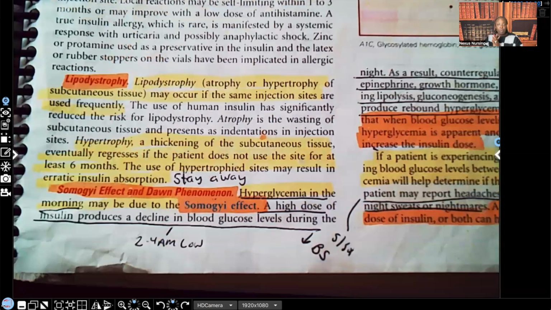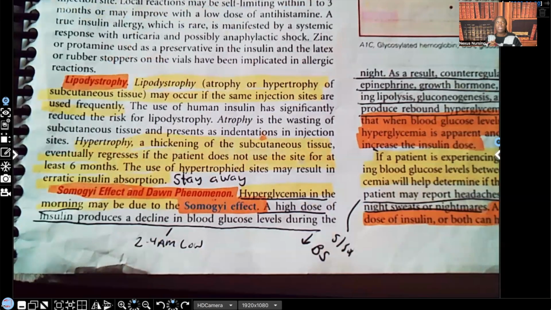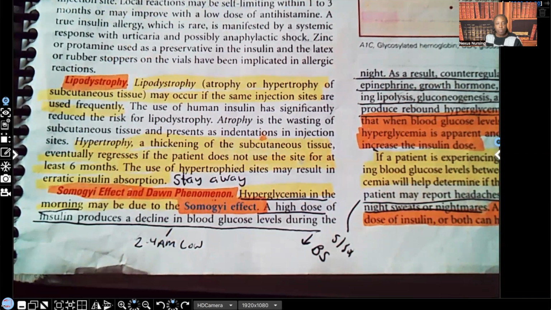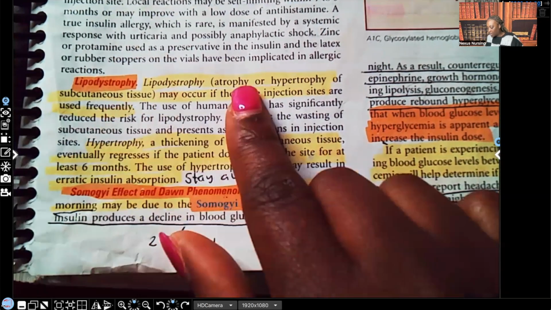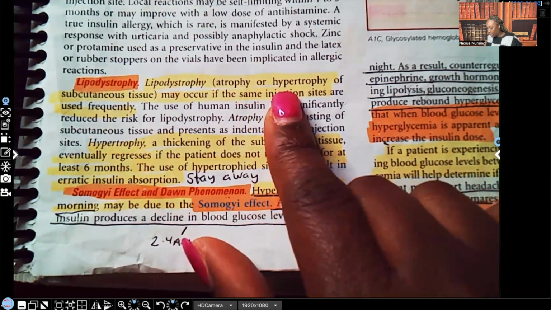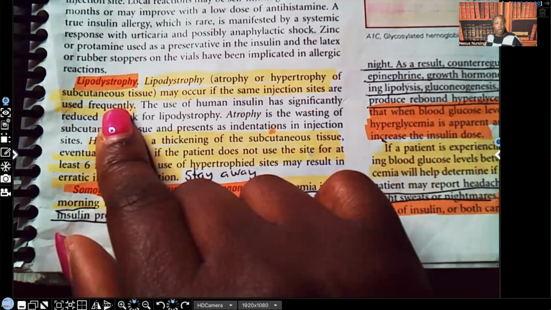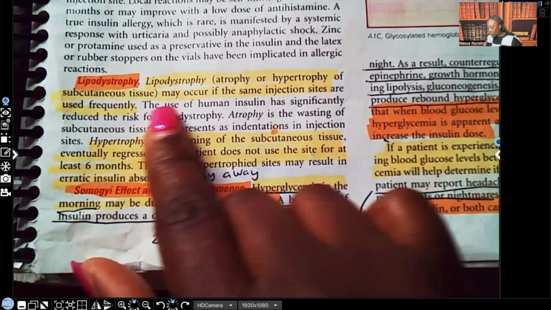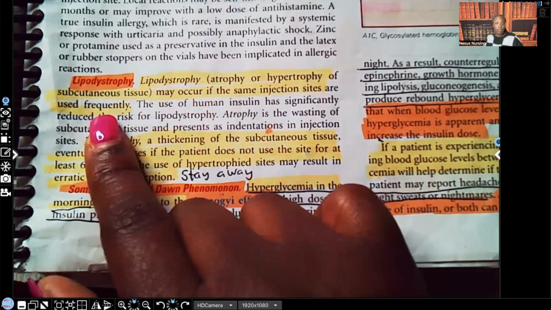Lipodystrophy. Now, lipodystrophy, you guys really have to know, this is when the area of the skin where the patient is getting the insulin injection starts to become hard because you keep poking that area, right? And when it becomes hard, why is that a problem? The absorption is decreased. Lipodystrophy is atrophy or hypertrophy of the subcutaneous tissue where you're giving yourself that insulin. It can occur if the same injection site is used frequently.